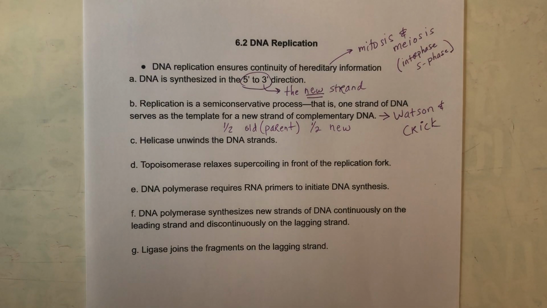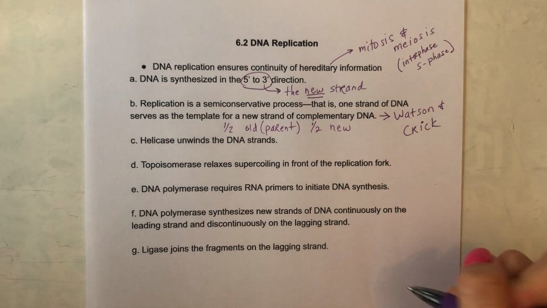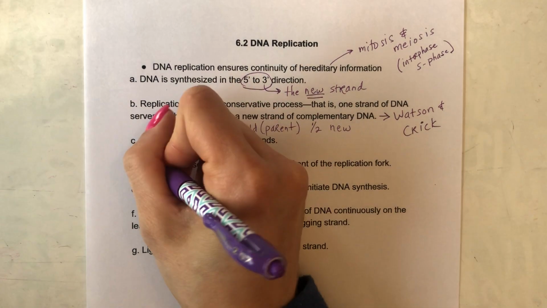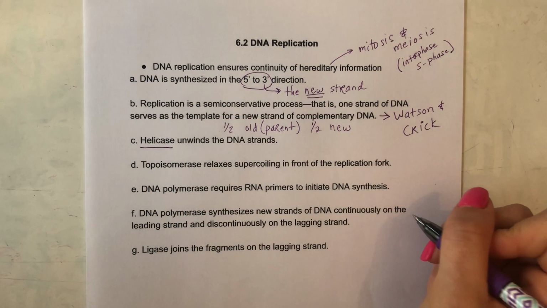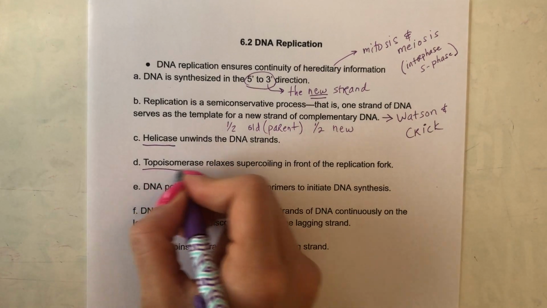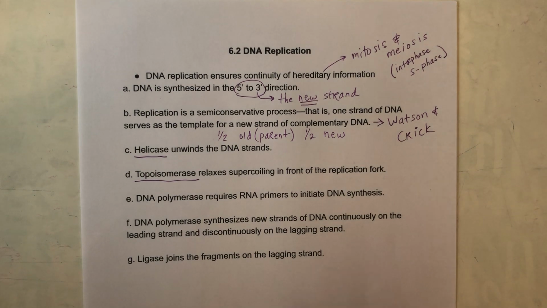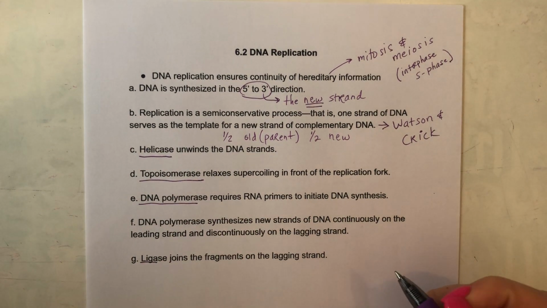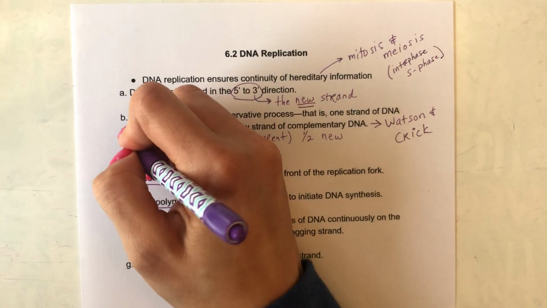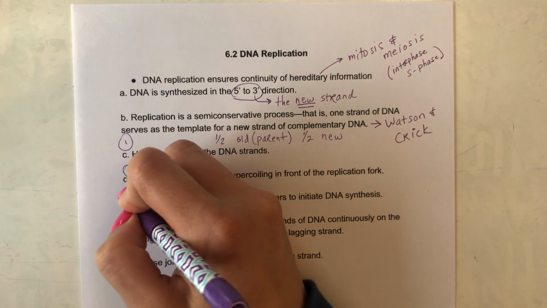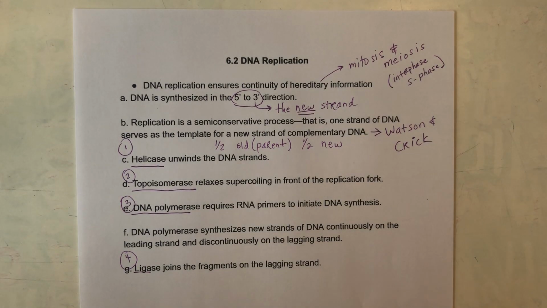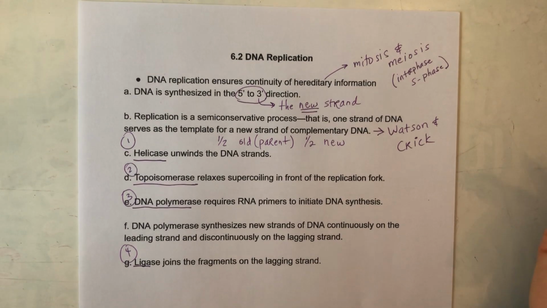All right, so some things that you're going to need to know or be able to recognize or specifically know their function in terms of DNA replication are the enzymes helicase, topoisomerase, DNA polymerase, and ligase. Okay, these four are going to be integral to your knowledge of the process and being able to recognize what's happening if you were to look at a simulation of it.